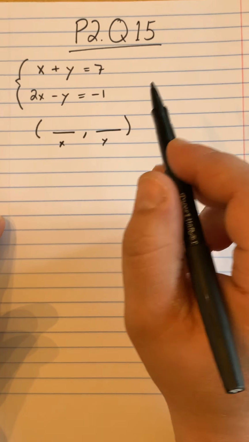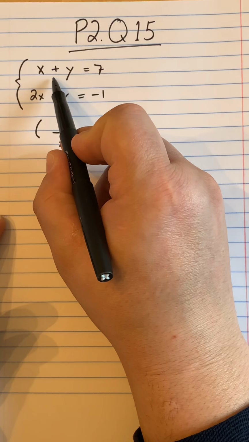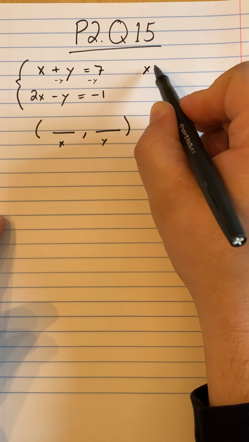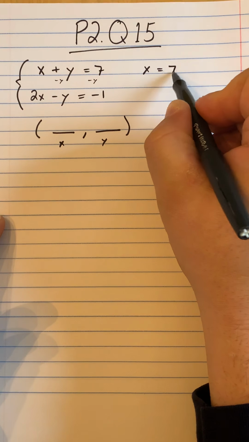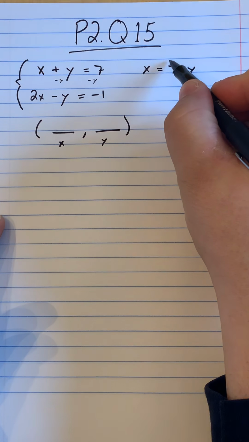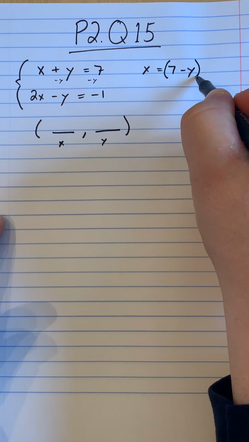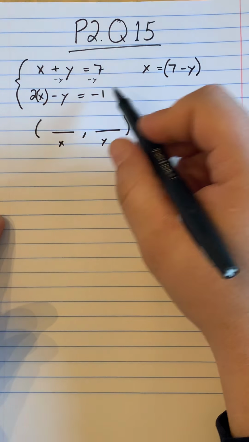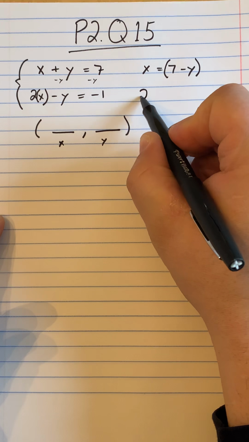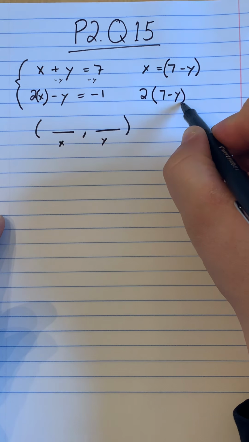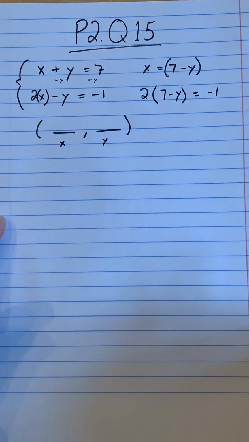Let me show you what I mean by that. So if I simply subtract y from both sides, I will have x equals 7 minus y. Now that I know what x is, I can take this value for x and put it in here where x is. So now my new second equation is going to be 2 times 7 minus y equals negative 1. Okay?